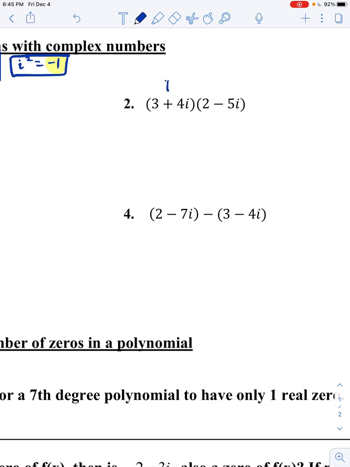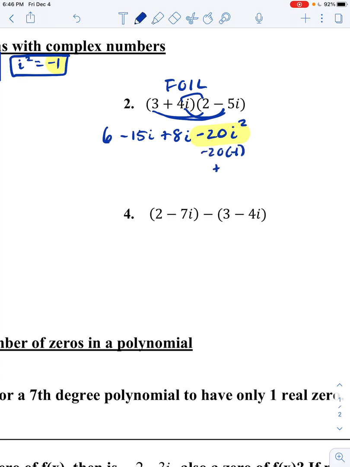Here I'm going to FOIL, and I'm going to treat it just like an x until they end up squared or something. So here I go. 3 times 2 is 6. 3 times -5i would be -15i. The insides would be a +8i, and then the last would be a -20. i times i is i squared. This is the piece you always have to watch on these because this now becomes -20 times -1, which has a value of +20. So the +20 and the 6 go together to be the numerical part, the real part.